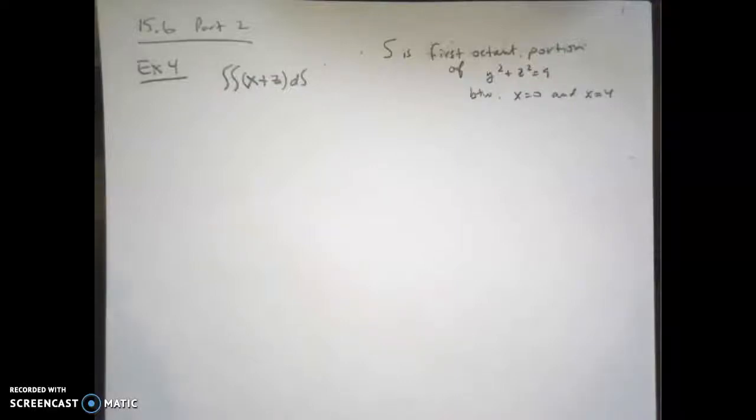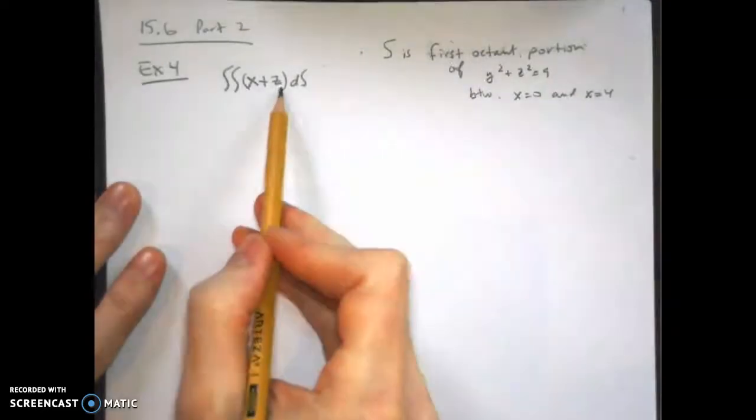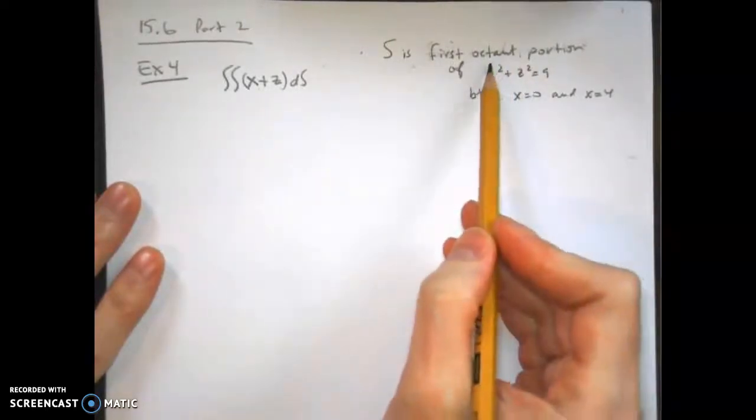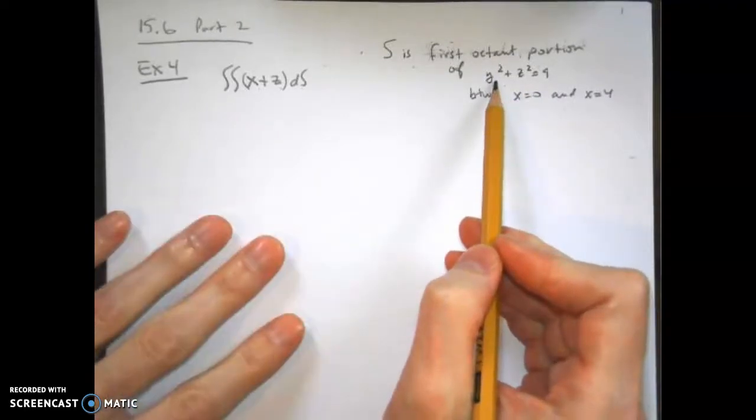All right, 15.6 part 2. So for the second part of the 15.6 video, I'm going to do a couple of examples. The first question is example 4 from your book, and it's a double integral of x plus z dS, where S, your surface, is the first octant portion of y squared plus z squared equals 9.